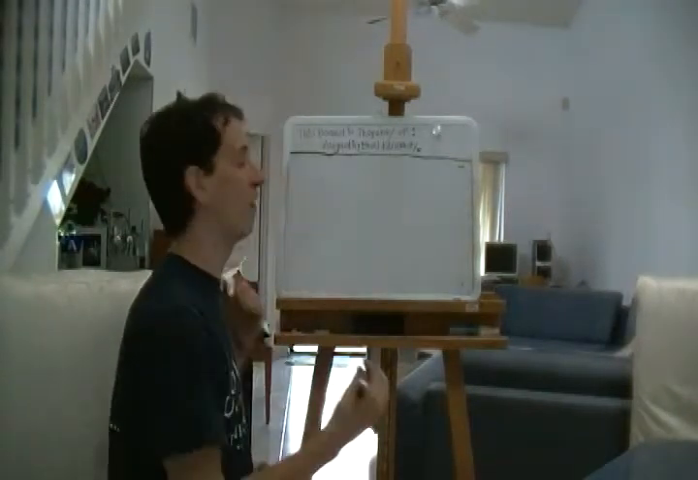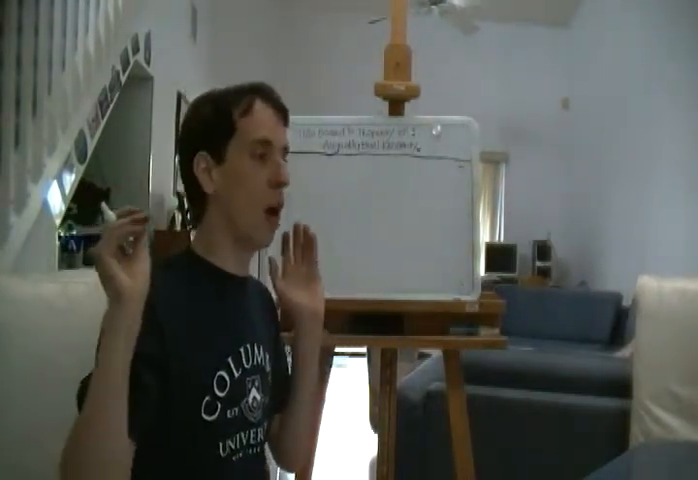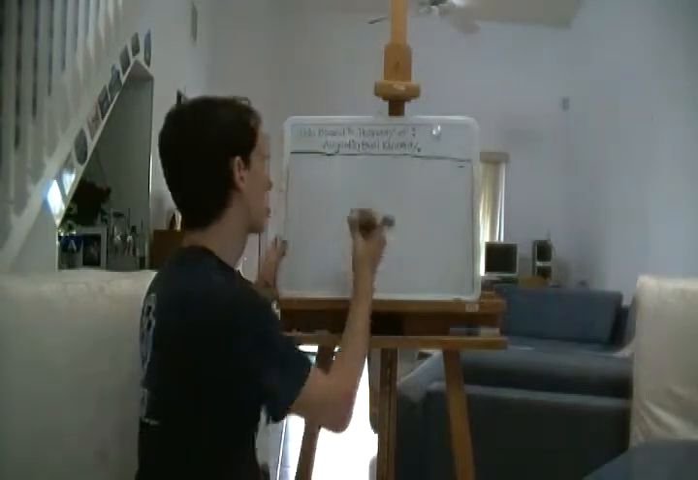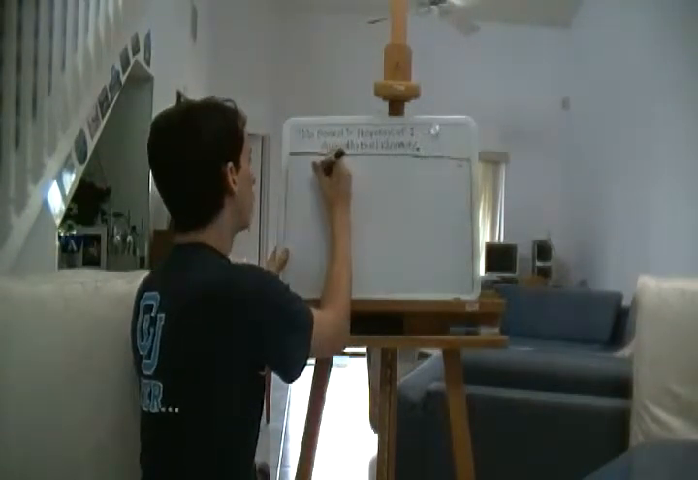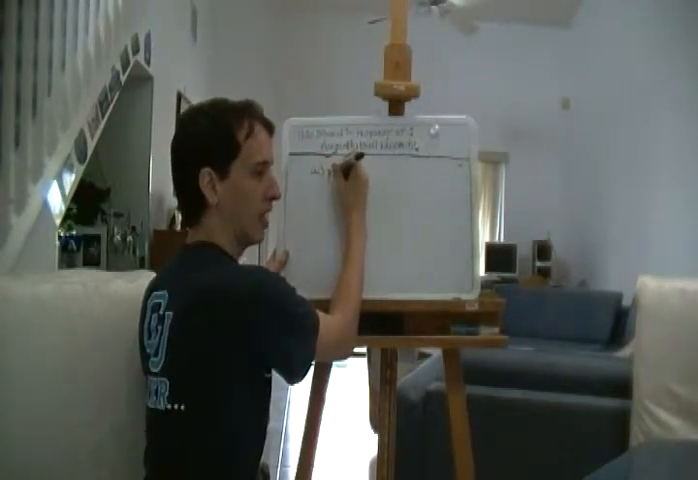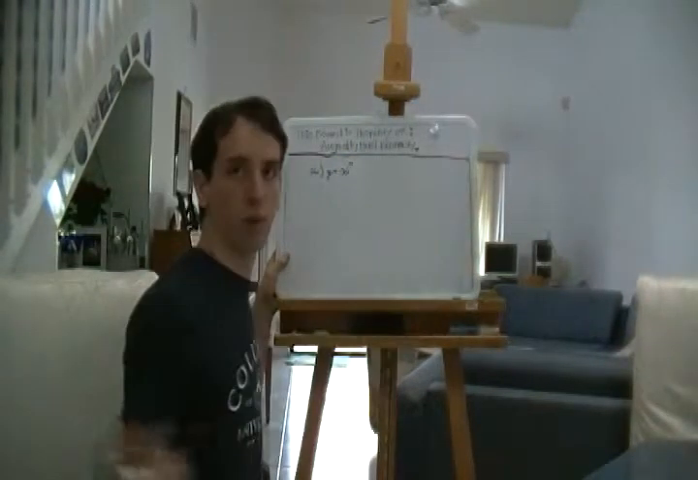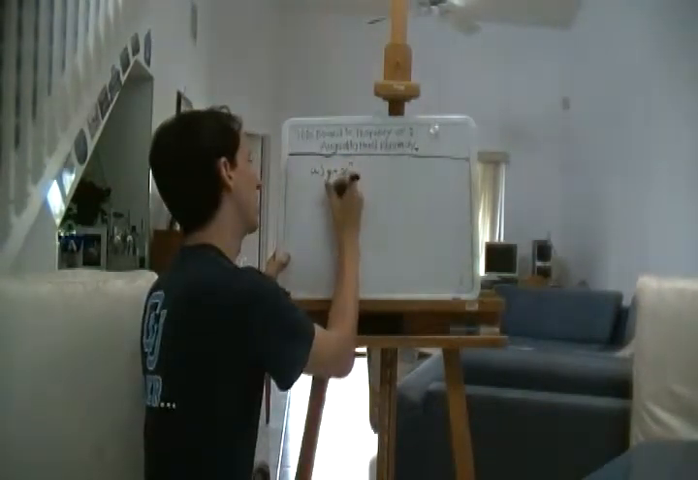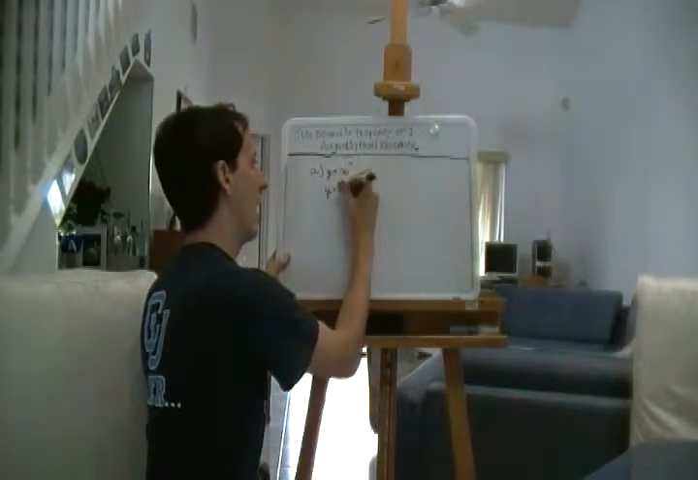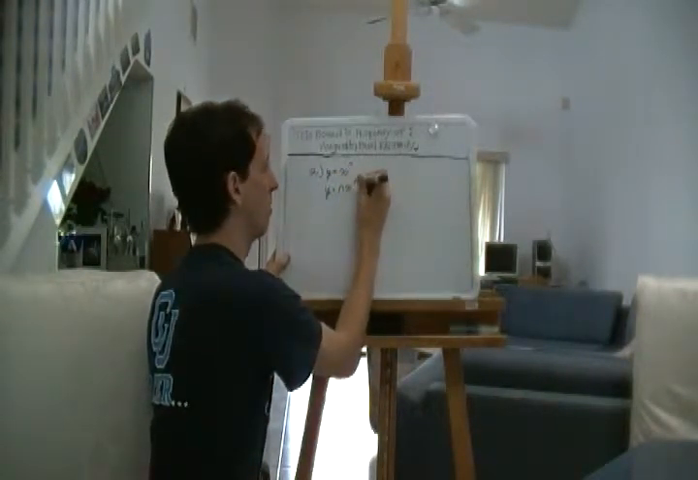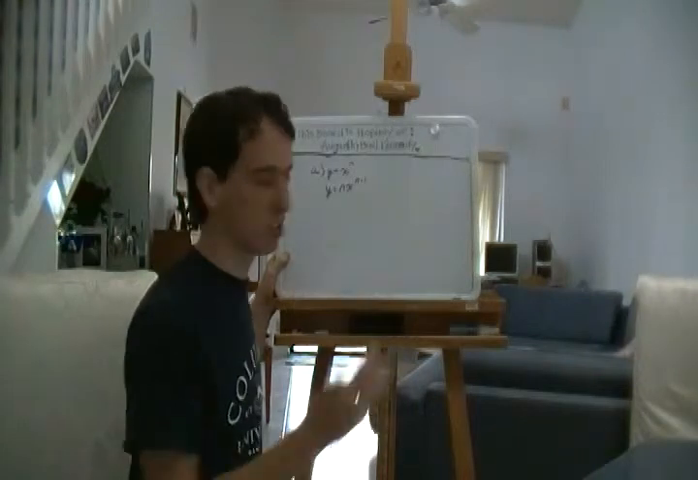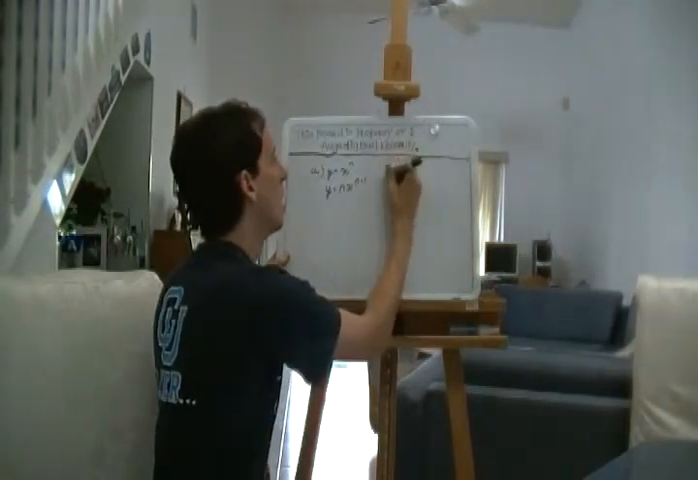All right, starting off, I asked you to find the derivative of the following basic functions, just as a warm-up. First function was y equals x to the n. Well, you should remember that this is the power rule: y prime equals n times x to the n minus 1. That's the definition of the power rule.